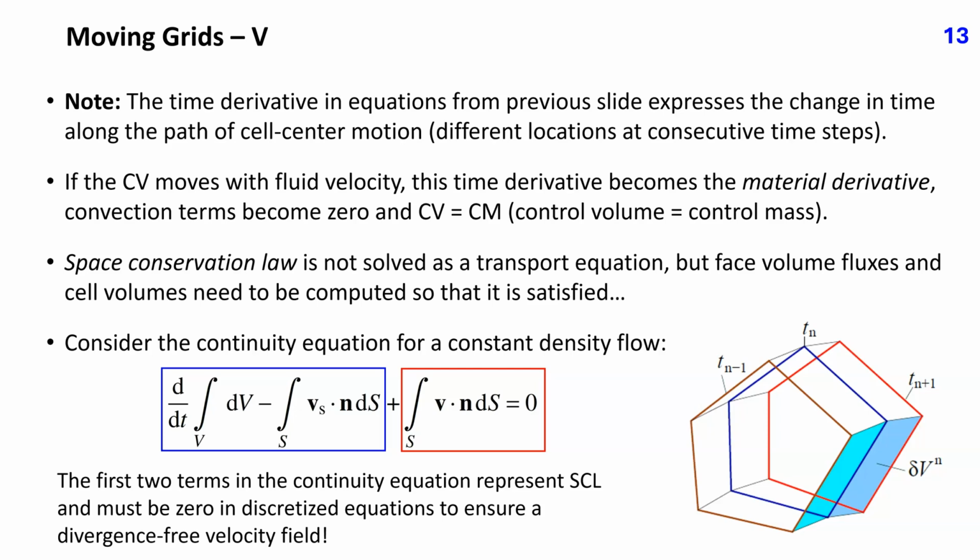The space conservation law is not solved as a transport equation, but volume fluxes through cell faces due to control volume motion and cell volumes need to be computed so that it is satisfied. Why this is important becomes obvious when considering the continuity equation for a constant density flow, in which case density drops out of the equation. The first two terms in the continuity equation represent the space conservation law, and the third term requires that the velocity field is divergence-free.